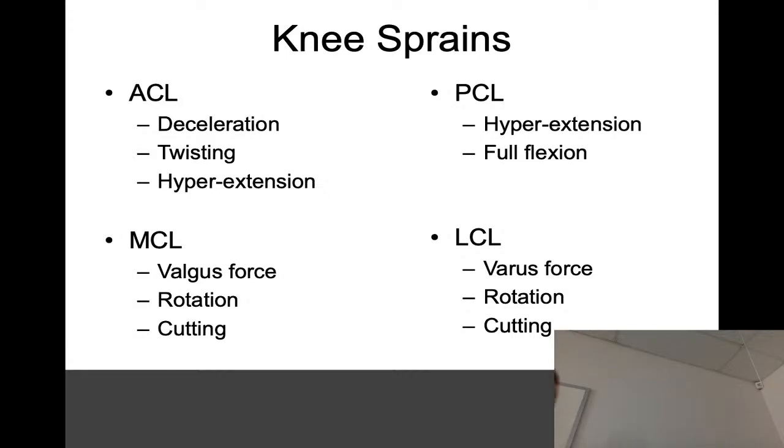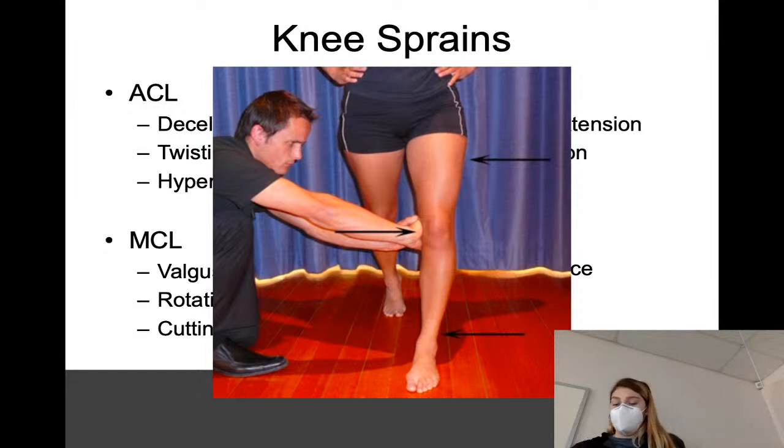Oftentimes wrestlers will tear their LCLs just because of the kind of awkward positions they get put in, or if their leg gets caught, they're more likely to tear it than anybody else. And it can happen with rotation and cutting. It's so weird and uncommon that I don't even have a good picture of it happening because no one really does it. So you can see if this was like a person tackling, that would cause that injury.